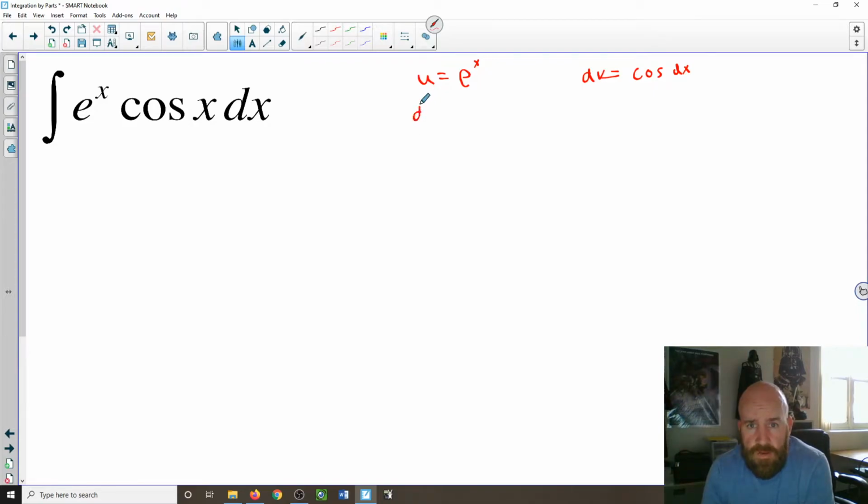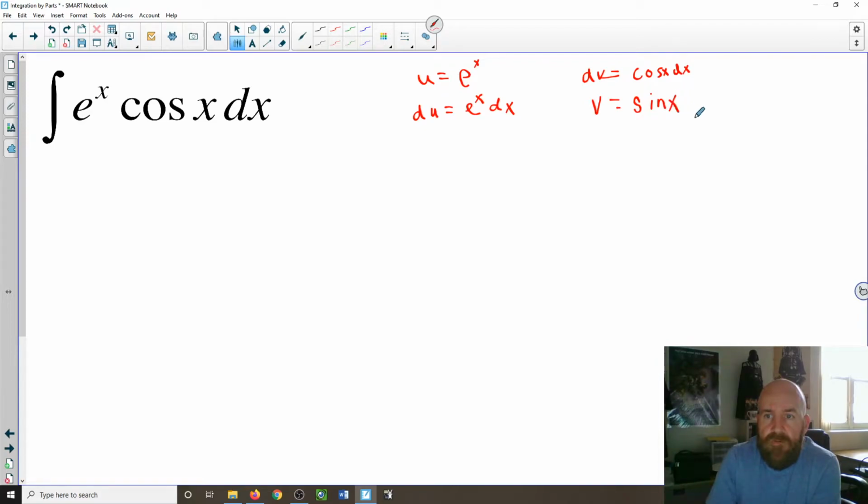So du is e to the x dx. We have antiderivative of cosine is sine. Ooh, I really wrote cosine without an x there. Sine x. Plug it into the formula.